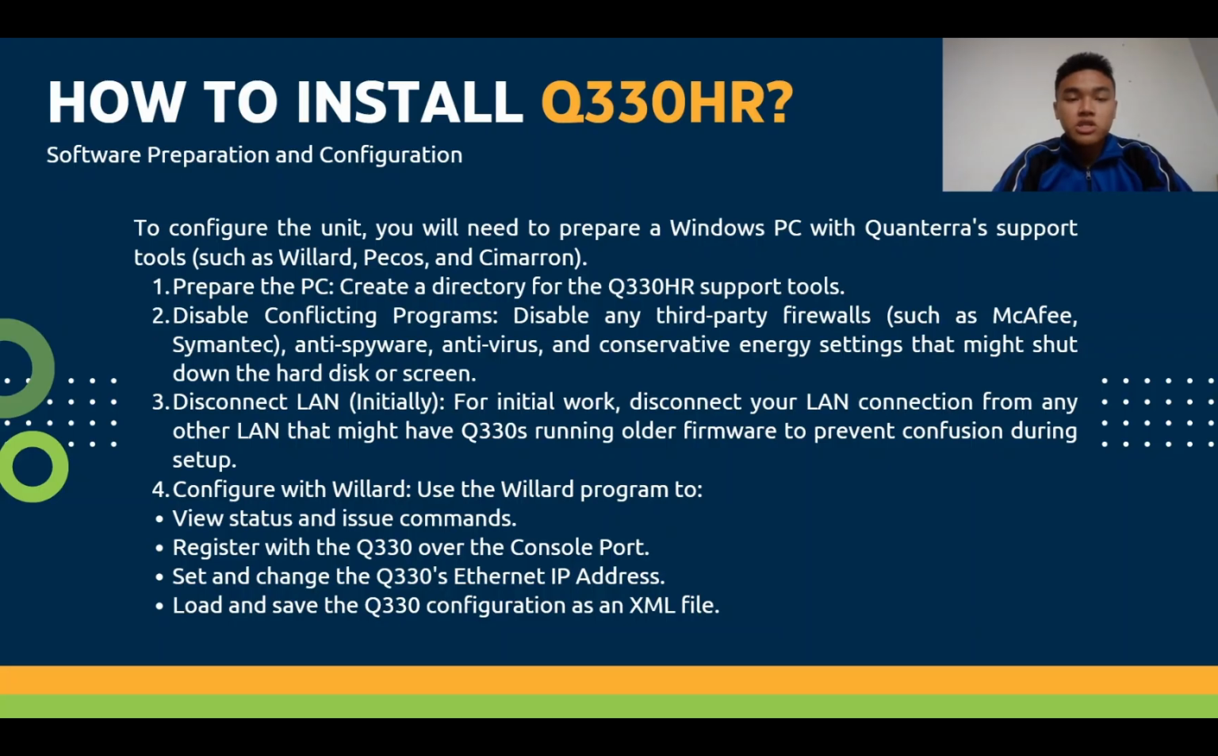Disconnect LAN initially. For initial work, disconnect your LAN connection from any other LAN that might have Q330s running older firmware to prevent confusion during setup. Configure the Willard. Use the Willard program to view stages and issue commands. Register with the Q330 over the console port. Set and change the Q330's Ethernet IP address. Load and save the Q330 configuration as an XML file.